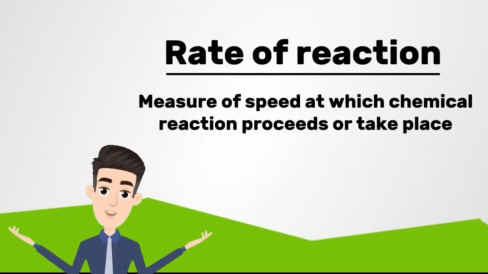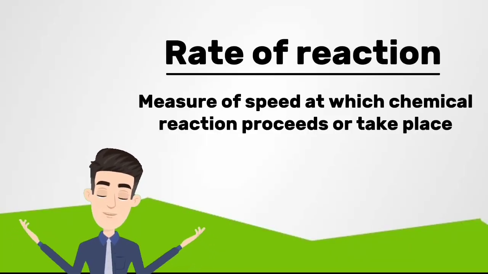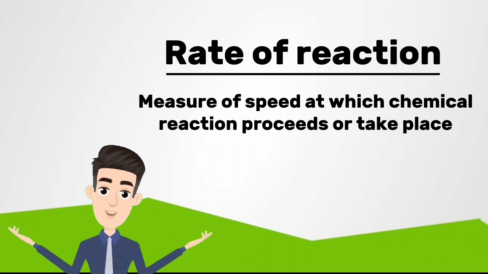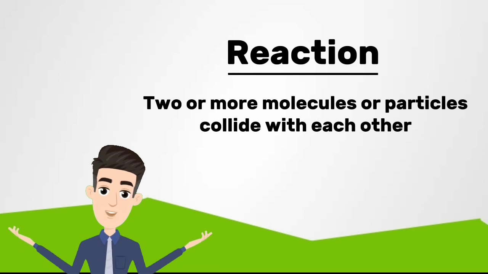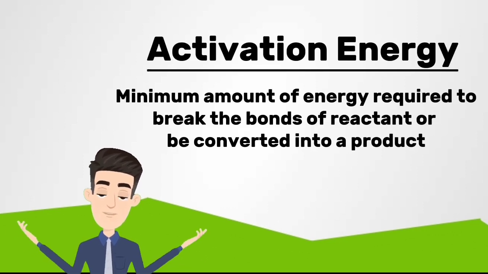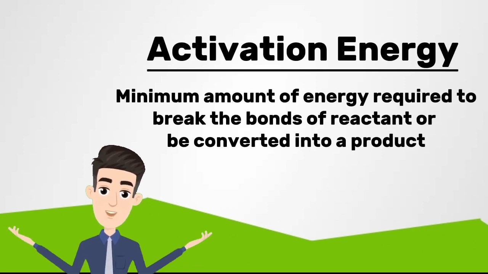Rate of reaction is the speed at which chemical reactions proceed or take place. Or in much simpler terms, it is how fast or how slow a chemical reaction occurs. A reaction takes place when two or more molecules collide with each other and have the minimum and enough energy required to break the bonds of reactant. This is known as the activation energy.